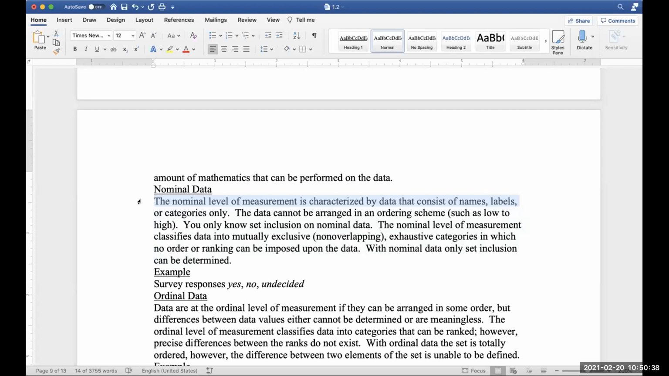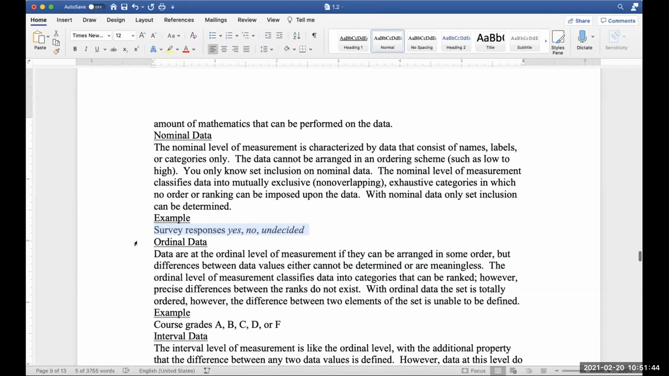So the nominal level of measurement is characterized by data that consists of names, labels, categories. The data cannot be arranged in an ordering scheme, such as from low to high. You only know set inclusion on nominal data. The nominal level of measurement classifies data into mutually exclusive, meaning non-overlapping, exhaustive categories in which no order ranking can be imposed upon the data. So basically you can only determine set membership. For example, if the survey responses are yes, no, undecided, that's nominal data.